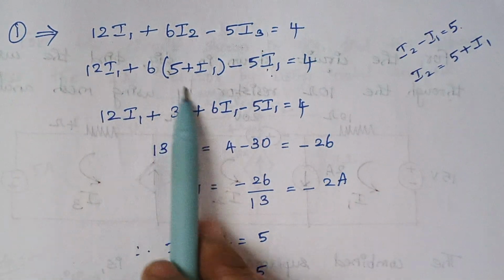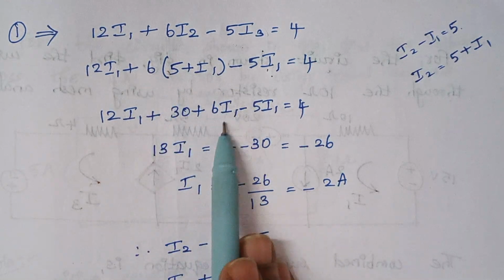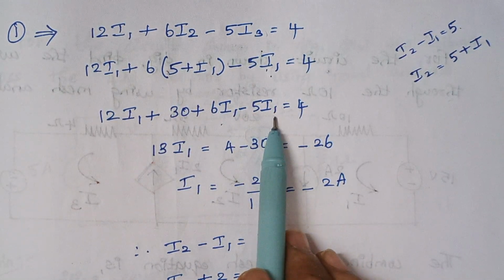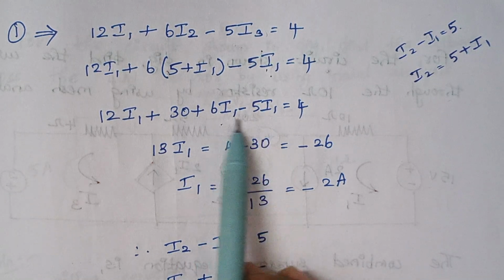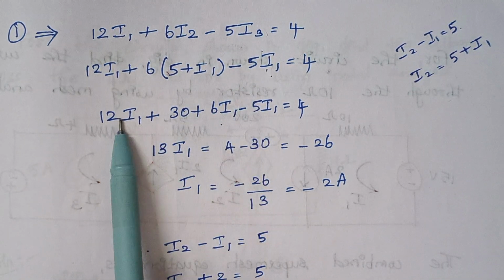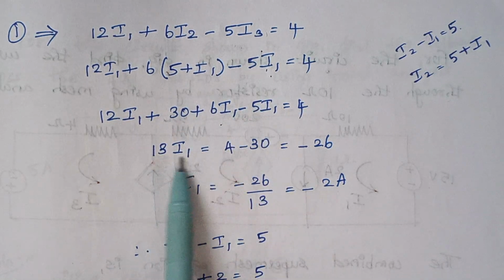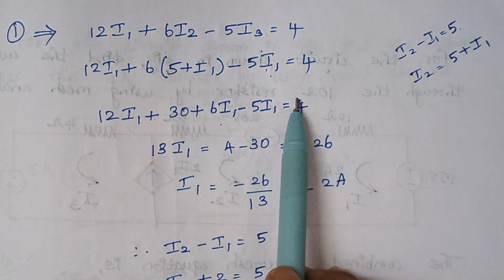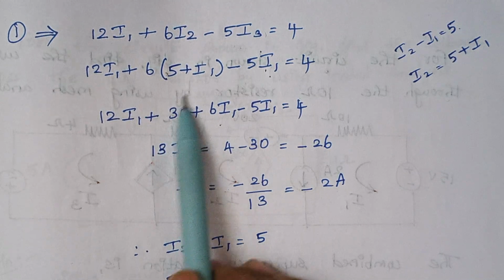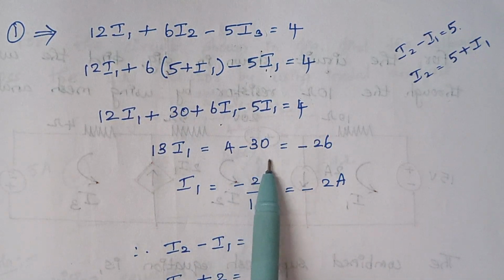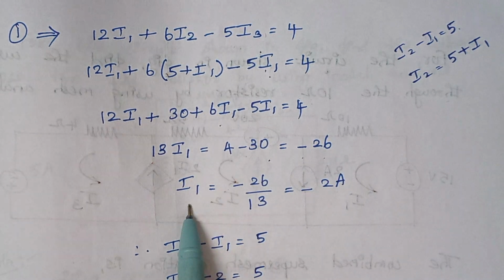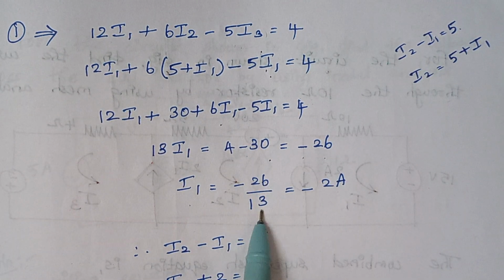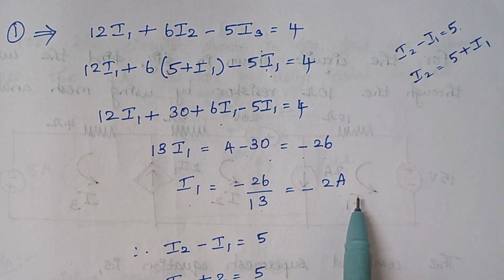So again when you simplify, 6 5s are 30 and 6 into I1, 6I1 and here minus 5I1. So here it becomes 1, right? 6I1 minus 5I1, simply I1. So 12I1 plus I1 gives you 13I1, which is equal to, here it is 4. I am moving this plus 30 to the right hand side. So 4 minus 30, which gives minus 26. And now I1 is nothing but minus 26 by 13, which is equal to minus 2 amps.